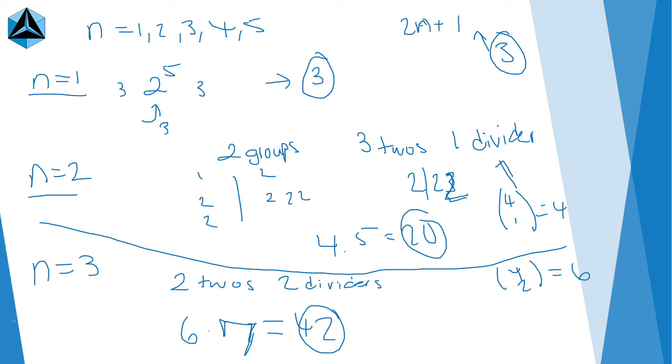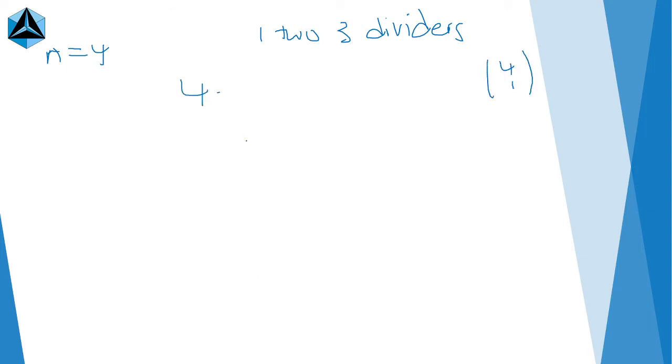Let's keep on going with our casework here. If you go on to n equals 4, we want to guarantee that there's a 2 in each group. So there's really only one 2 left, and there's going to be 3 dividers because we have 4 groups. Similarly, this is just going to be 4 choose 1, so there's 4 ways to organize the 2's. And to incorporate the 3, it's going to be 2 times 4 plus 1, which is 9. So that's going to be equal to 36 ways.